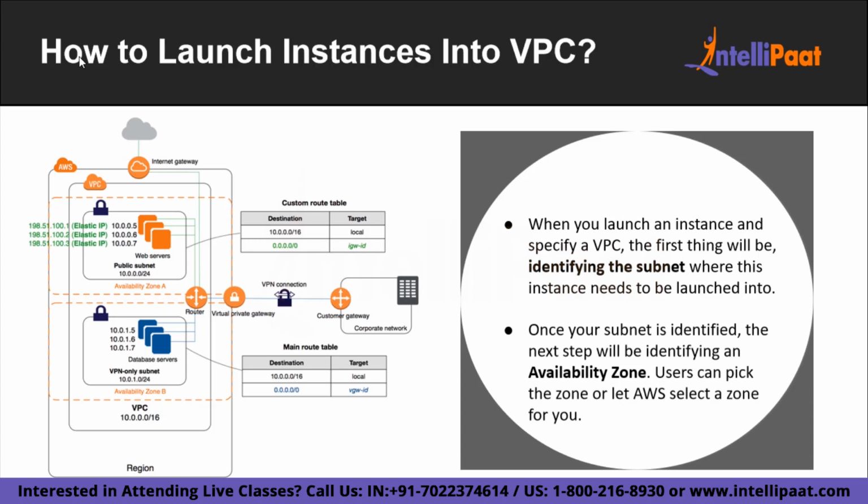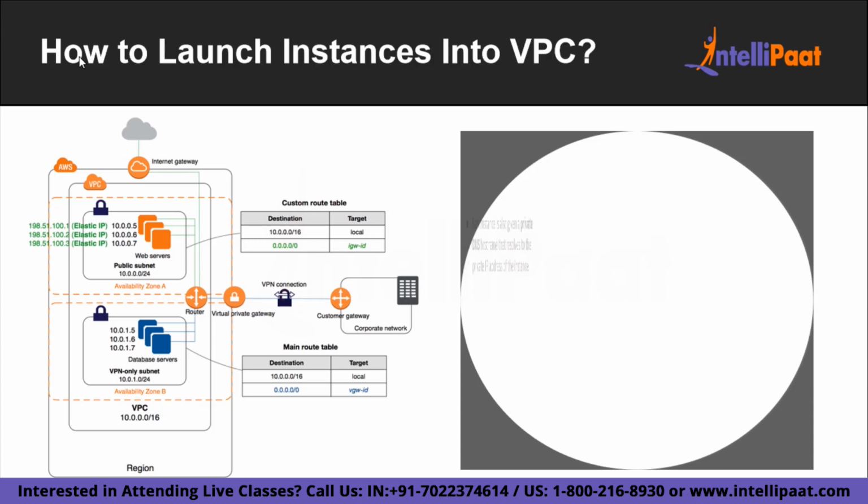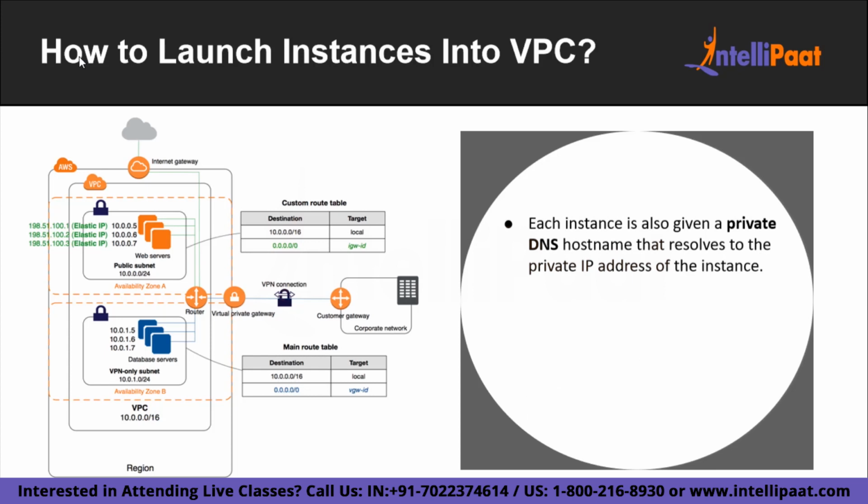Once the instance is created within the VPC, subnet, and availability zone, a primary private IP address from the IPv4 address range of the subnet is assigned to the default network interface, or eth0, of the instance. Each instance is also given a private DNS host name that resolves to the private IP address of the instance. If you don't specify a primary private IP address, AWS selects an available IP address in the subnet range for you.